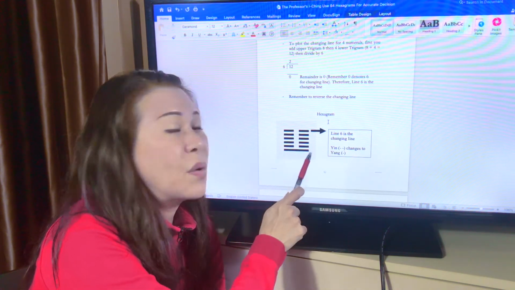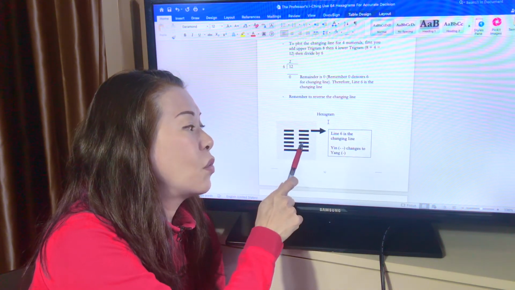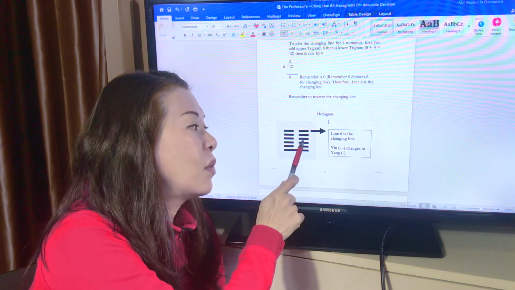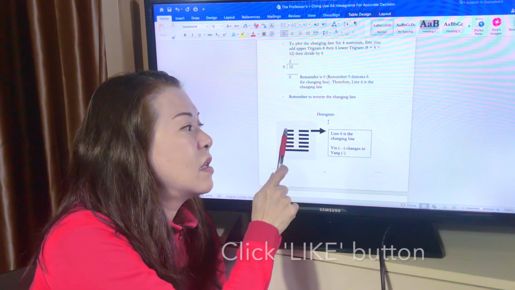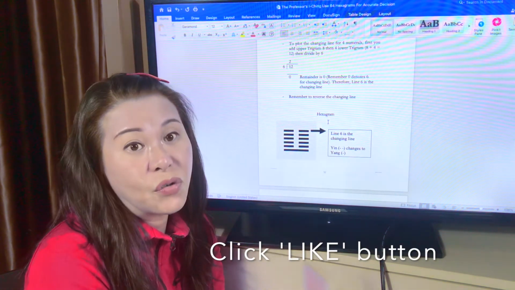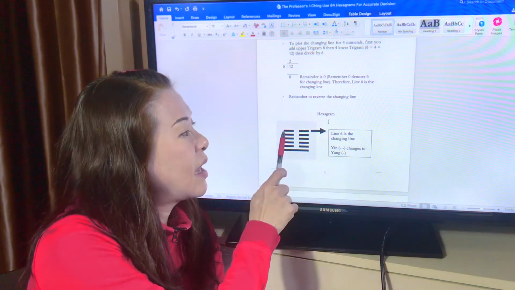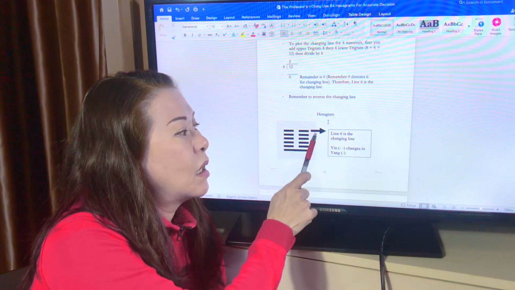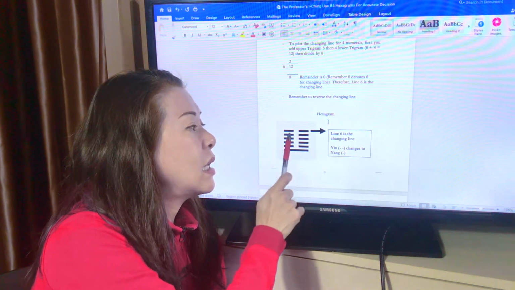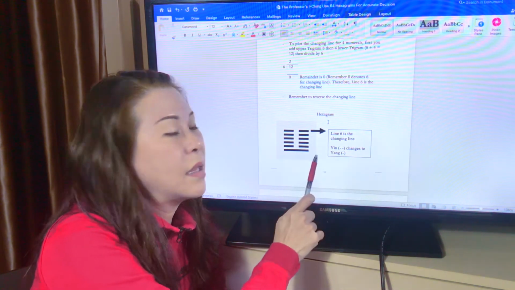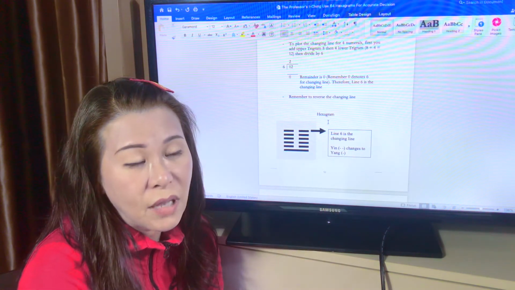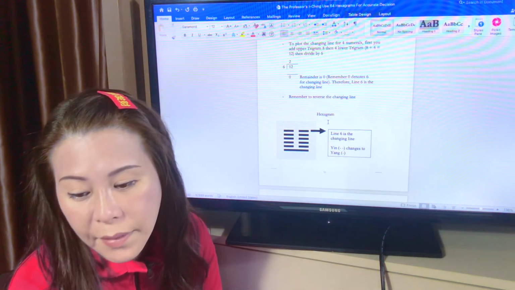So remember, this is always line 1. Line 1, line 2, bottoms up. Line 1, line 2, line 3, line 4, line 5, line 6. If it's yin, change to yang. If it's yang, change to yin. So this line will be a yang line. So I will have yang, yin, yang. Then I will look for my hexagram for my changing line.